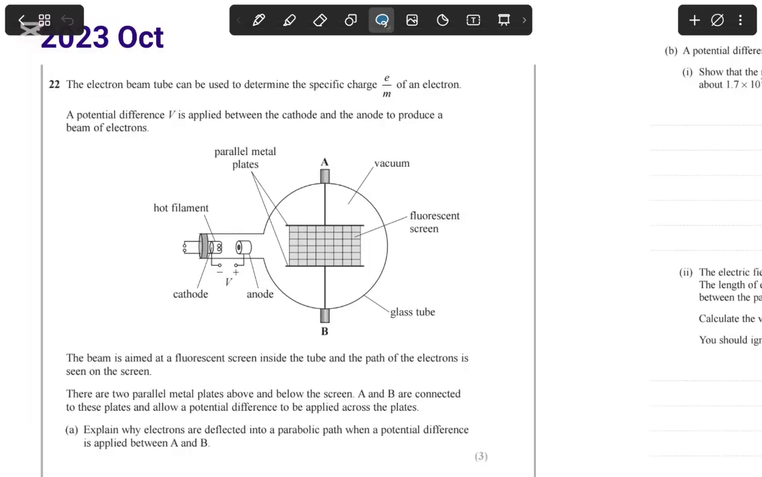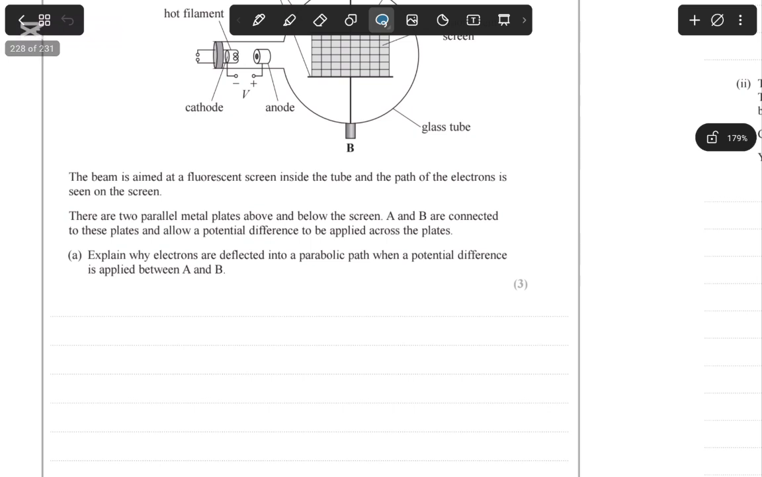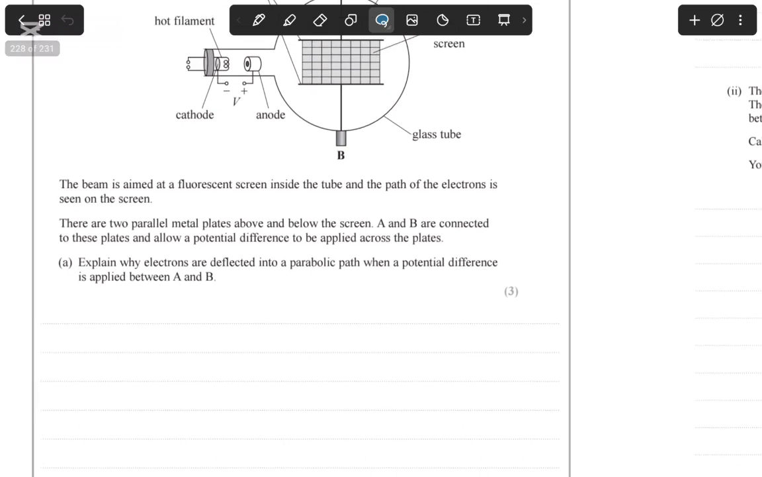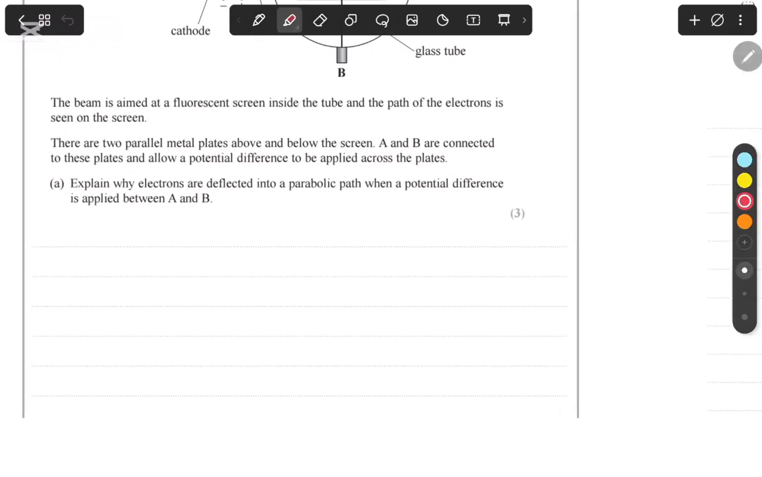So the question starts with the electron tube can be used to determine the specific charge, e over m, of an electron. A potential difference is applied between the cathode and anode to produce a beam of electrons. The beam is aimed at a fluorescent screen inside the tube and the path of the electrons is seen on the screen. There are two parallel metal plates above and below the screen. A and B are connected to these plates and allow a potential difference to be applied across the plates. And then it says, explain why the electrons are deflected in a parabolic path when a potential difference is applied between A and B.